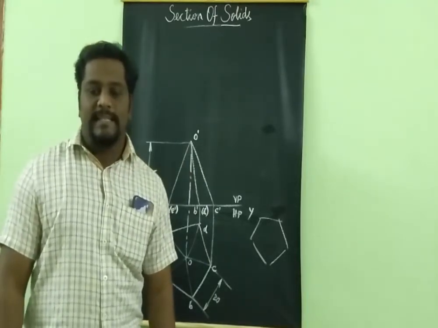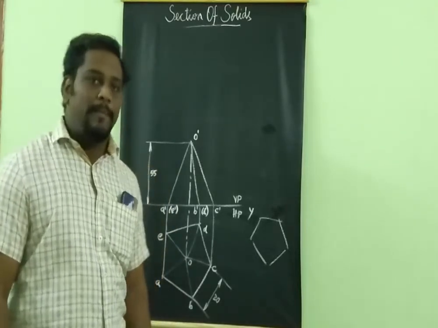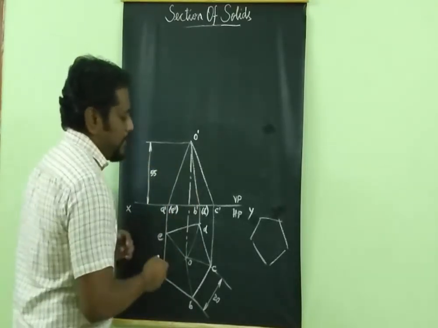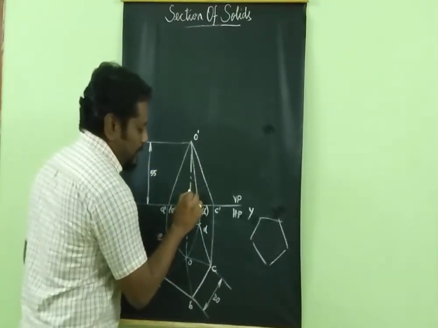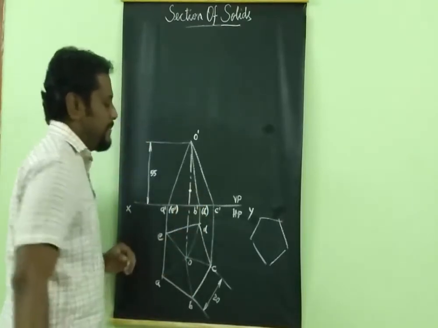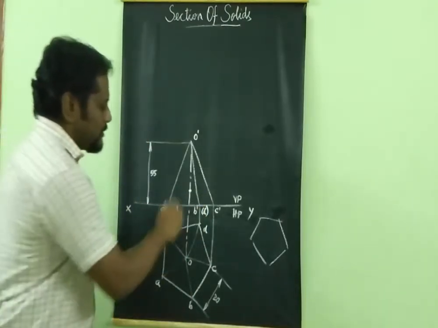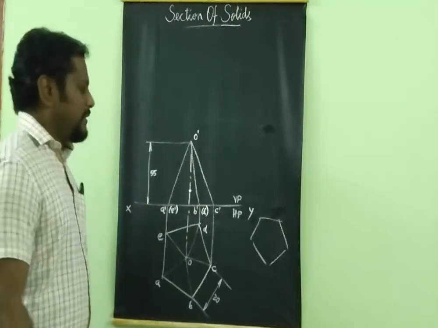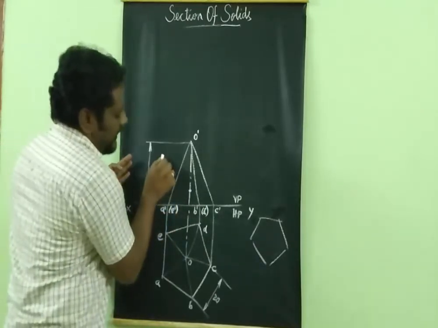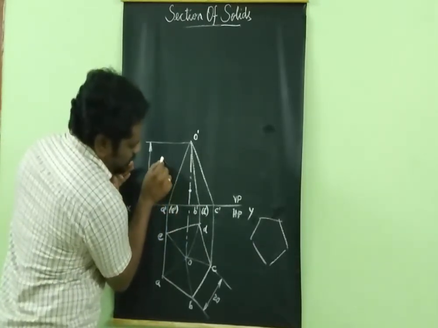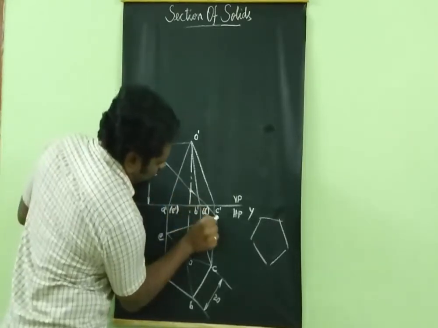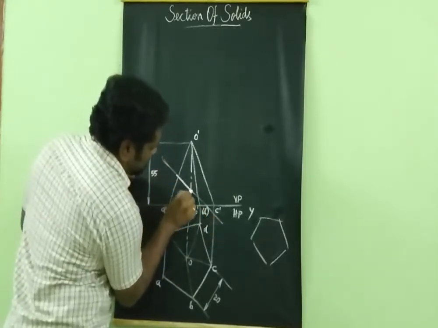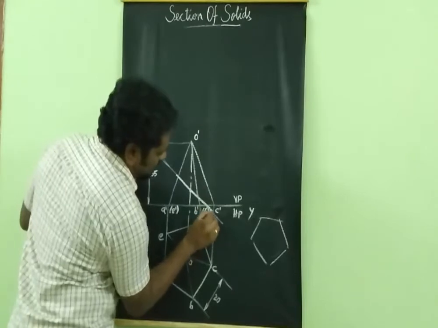And it cuts the solid 15 mm above the base. So 15 mm above the base, you mark a point on the axis. My cutting plane is going to pass through this point, right? So make a 50 degree line through this point. You will get it like this. So this is my cutting plane.